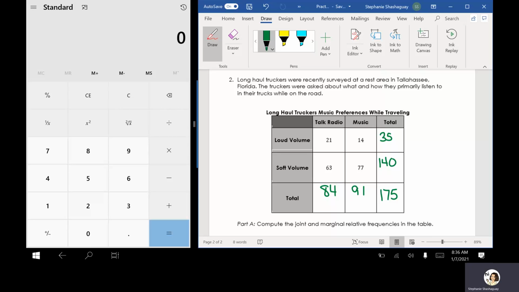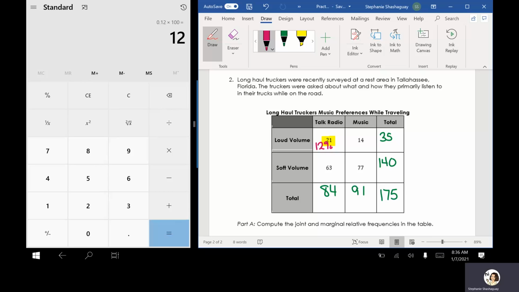Now that we have our totals figured out, we can go back and compute our marginal relative frequencies and our joint relative frequencies. To do that, we're going to go over to our calculator and start right here with the loud volume and the talk radio. So they listen to talk radio with the loud volume. That's going to be 21 divided by 175, and then we multiply by 100 to get our percent. And that is 12%.